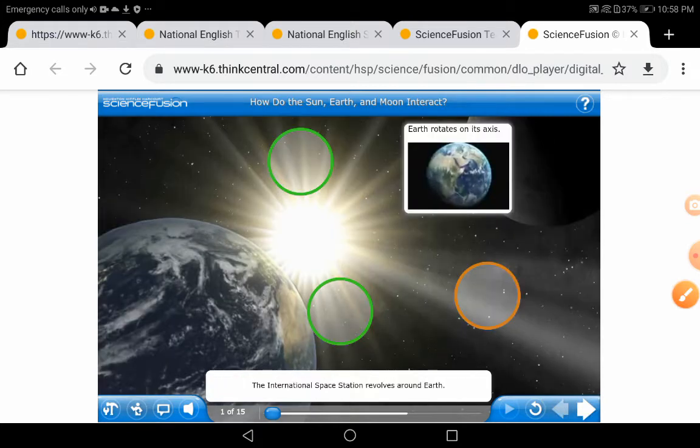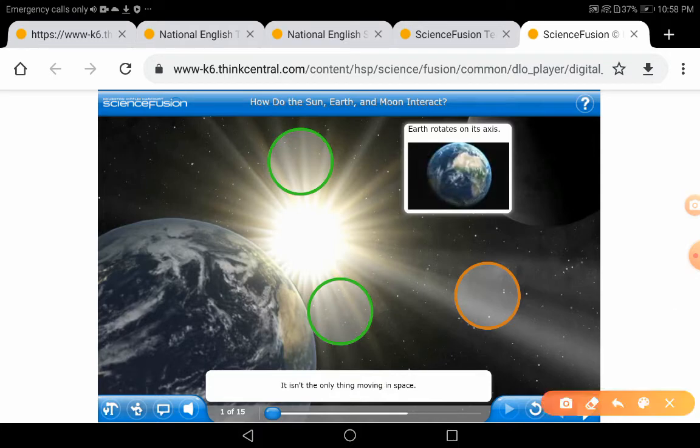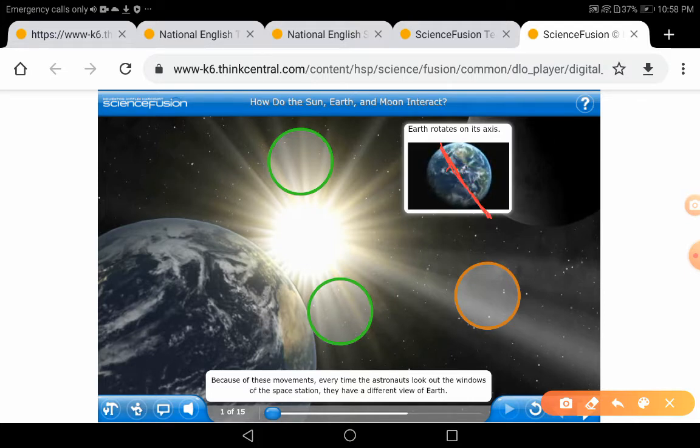The International Space Station revolves around Earth. It isn't the only thing moving in space. Earth moves too. Earth is constantly rotating. Because of these movements, every time the astronauts look out the windows of the space station, they have a different view of Earth.